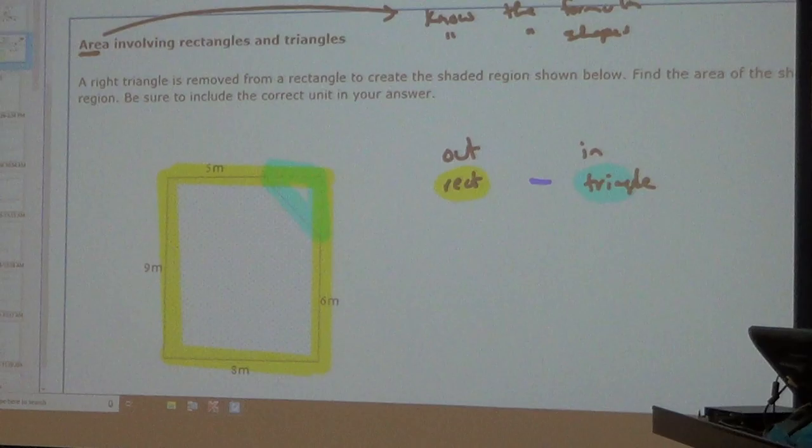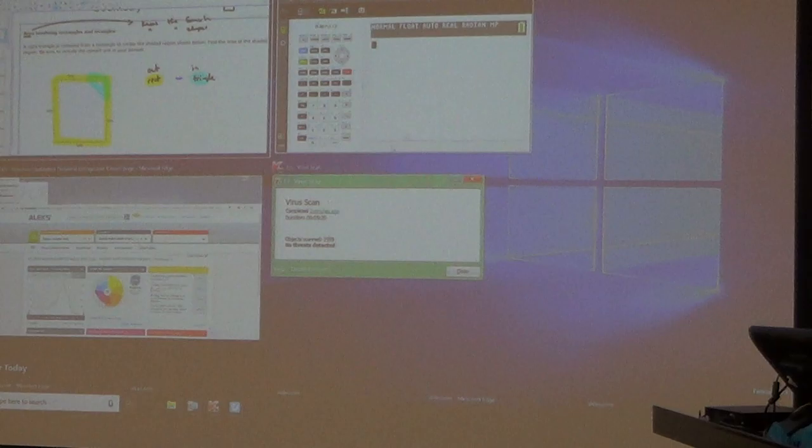And in this problem, we are starting with a rectangle, and we are cutting a corner off. So we're starting with a rectangle, and we are cutting or taking away the corner. That's why it's a subtraction problem. We good? So if I go to my formula sheet, I need to find the formulas for a rectangle and a triangle. So I already have my formula sheet pulled up.